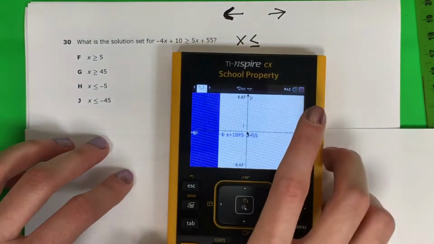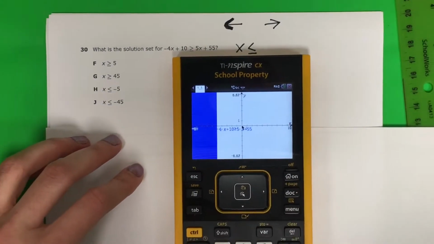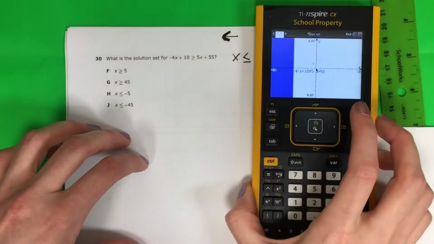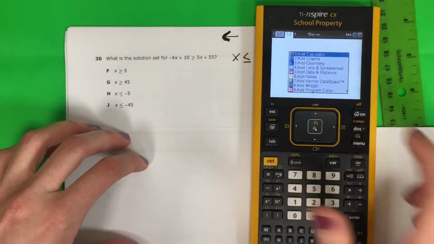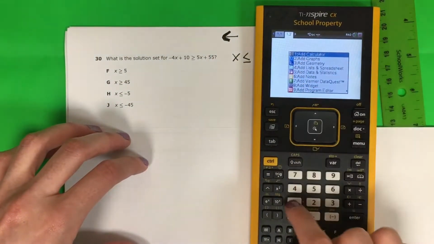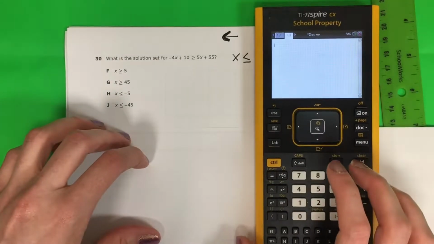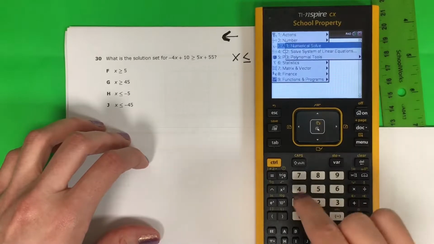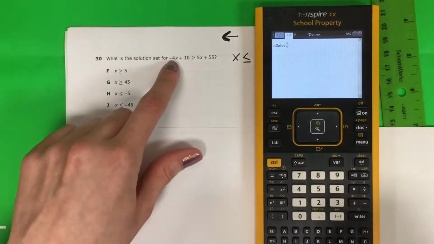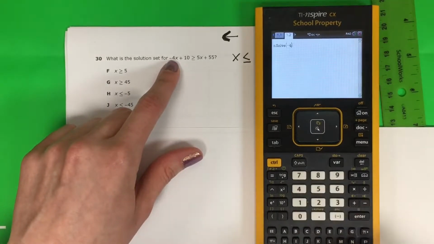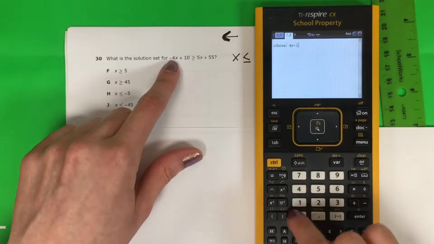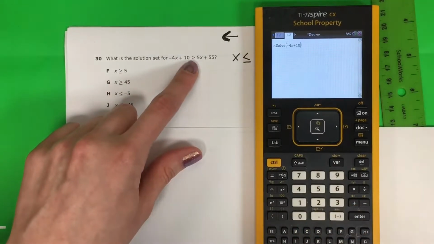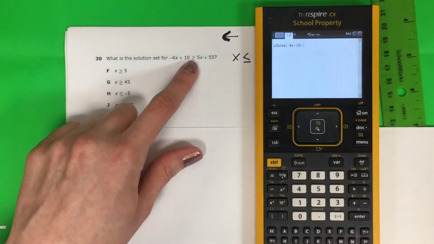So what I'm going to do now is I'm going to use my calculator again. I'm going to push Control Doc. I want the calculator, and I'm going to do the numerical solve. So you're going to do menu 3, 1, and you're going to put this number in, negative 4x plus 10. Here you do not put greater than or equal to. You always put equals, okay? Only equals in the numerical solve.